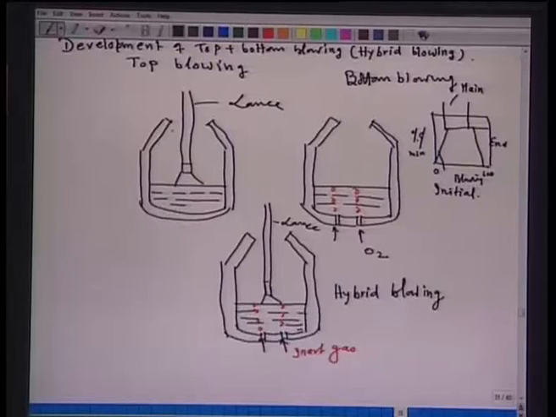Now, having thought of this idea, it was thought that there could be a bottom blowing process also. In bottom blowing, oxygen is blown from the bottom, as I have shown over here. Some of the advantages of the bottom blowing process are that stirring is very good. Slag formation is poor.